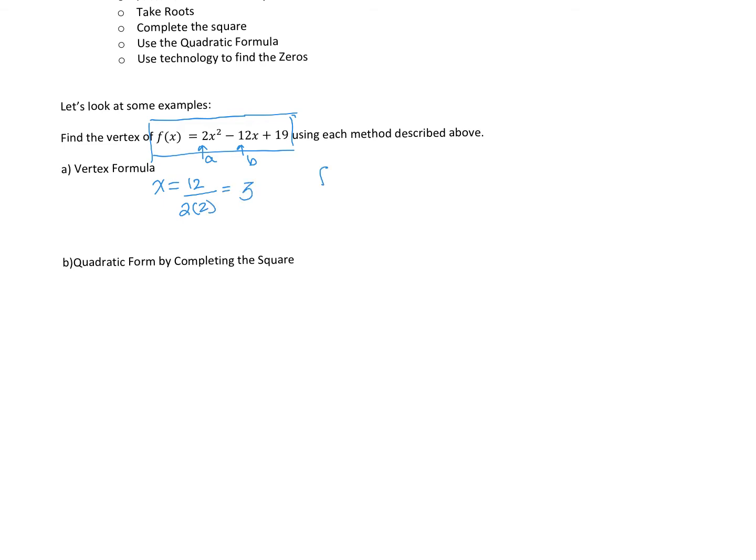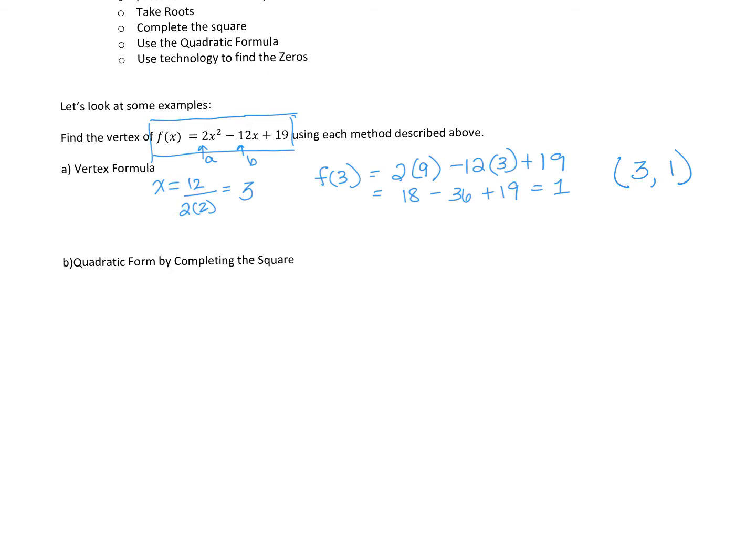Then we want to find the function value at 3, which is 2 times 3 squared, which is 9, minus 12 times 3, plus 19. That will give us 18 minus 36 plus 19, and that will give us 1. So our vertex here is 3, 1.